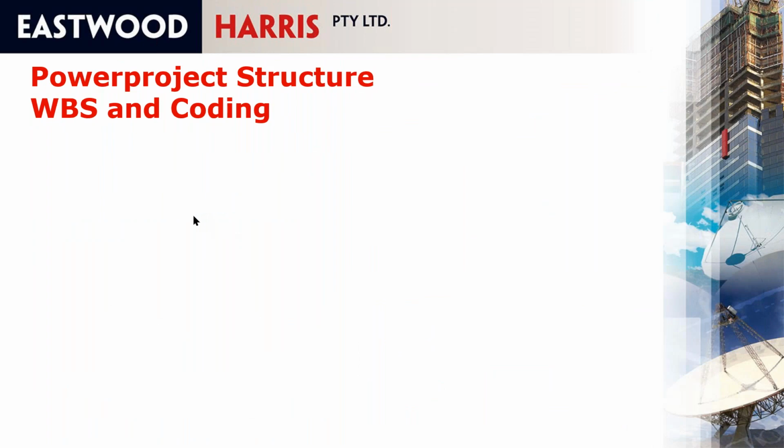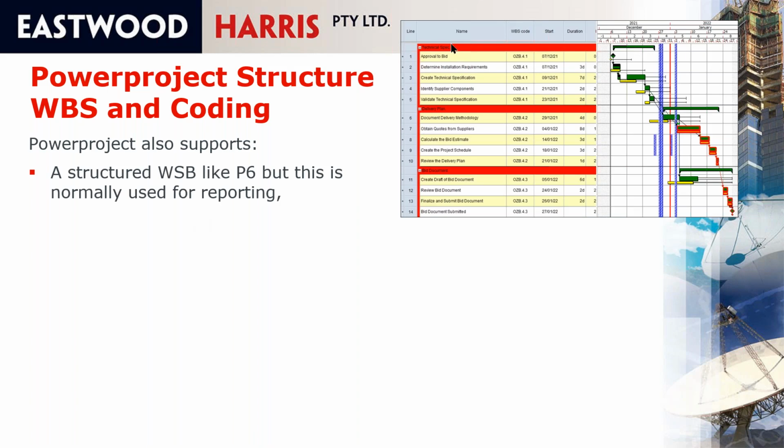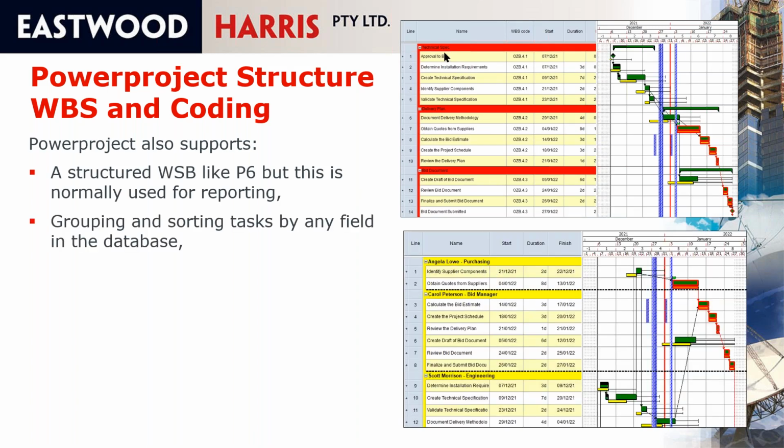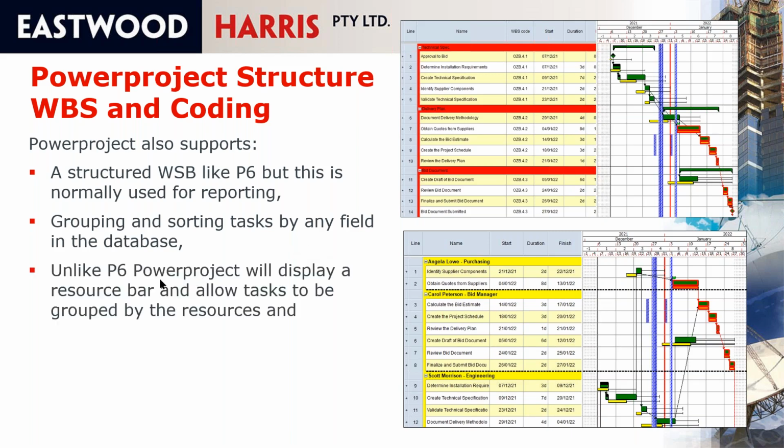Powerproject structure also uses WBS encoding. So if you want to, you can have a work breakdown structure here, or you can use coding. This is grouped and sorted by a work breakdown structure, and this is grouped and sorted by activity code. So again, you can use it in a similar way to P6 if you want to.